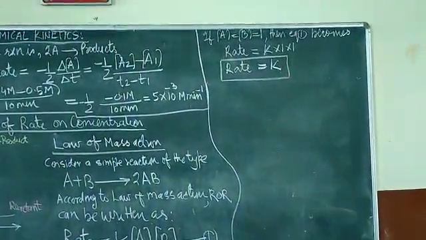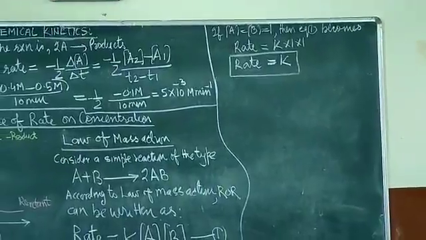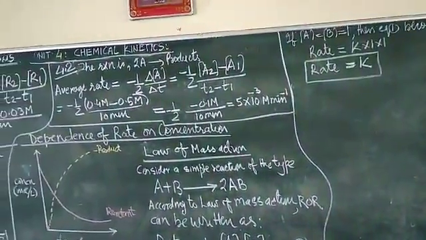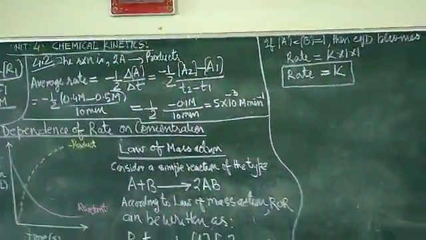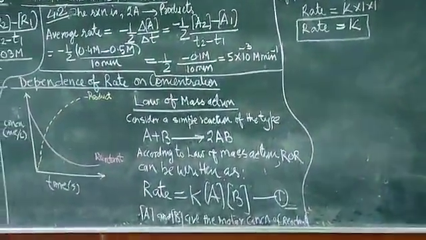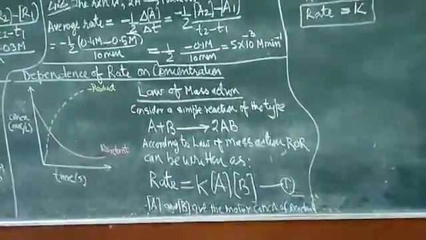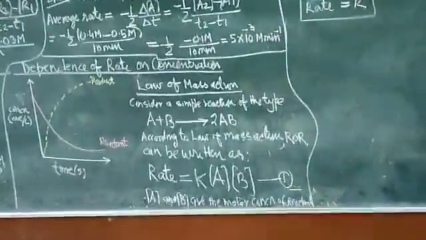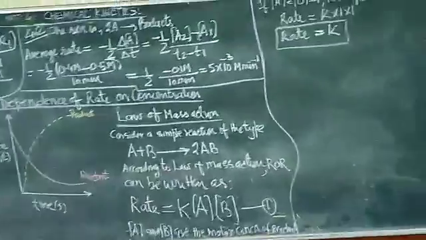What do you mean by this? Thus, the rate constant of a reaction at a given time is defined as the rate of the reaction when the molar concentration of each of the reactants is unity. That is why rate constant is also called a specific rate constant.